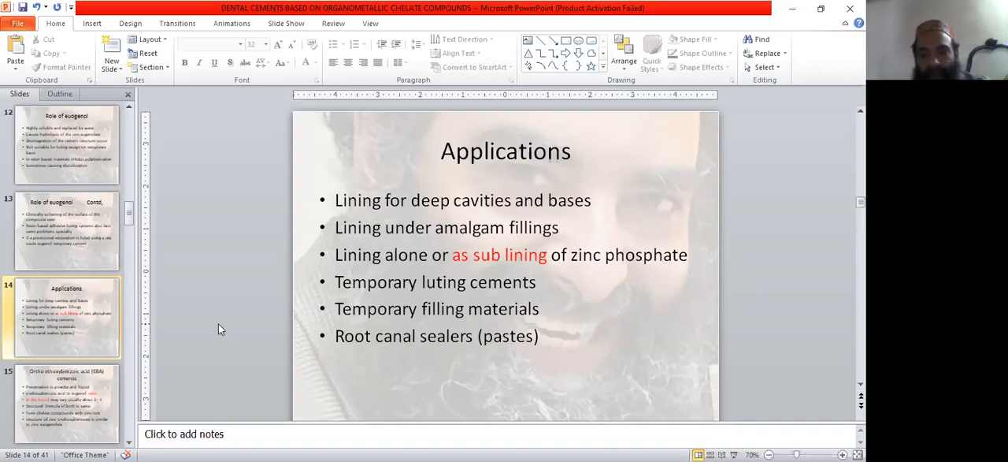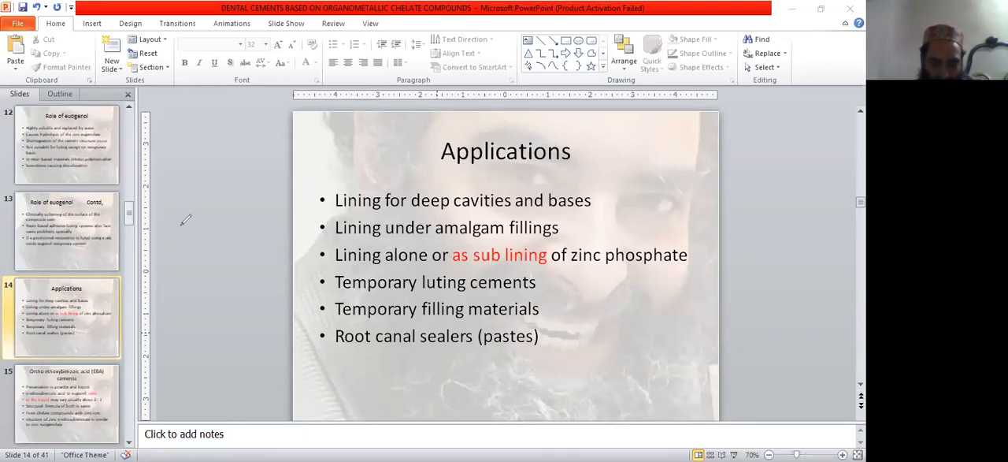That it must be used under, or it can be used under metallic fillings, lining alone or a sublining of zinc phosphate. Sublining. Till now we have seen lining. Now this sublining.